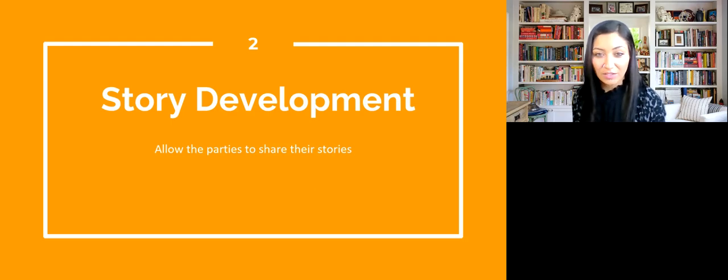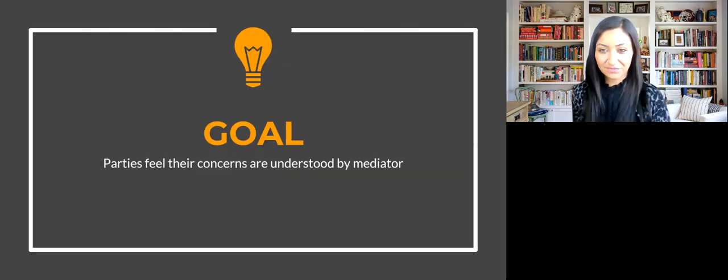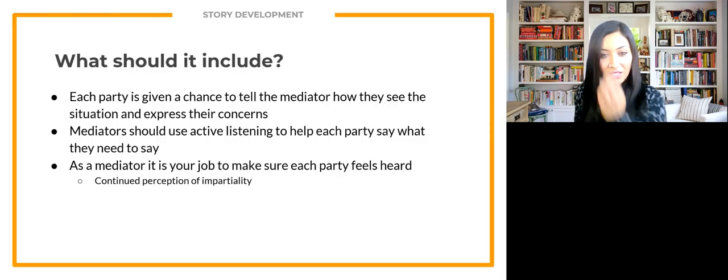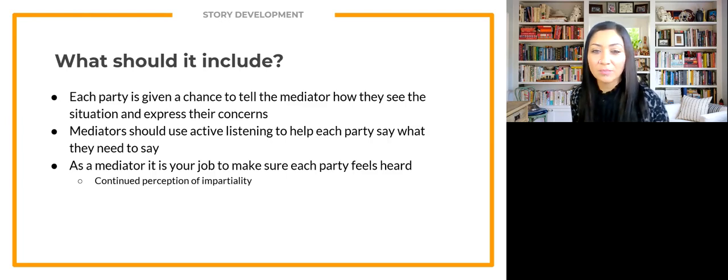After the opening statement, we move on to story development, allowing the parties to share their stories. The goal is to make sure parties feel their concerns are understood by the mediator. The story development stage should include the following. Giving each party a chance to tell the mediator how they see the situation and express their concerns. Mediators should use active listening to help each party say what they need to say.